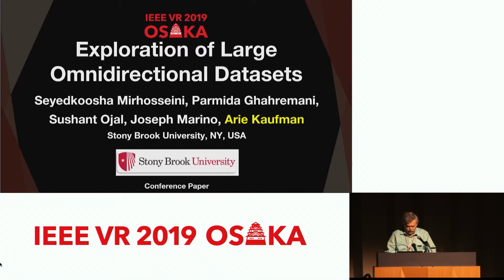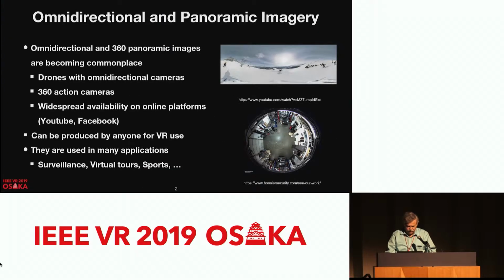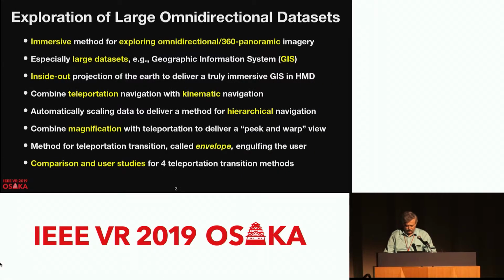I'm going to talk about the exploration of large omnidirectional datasets. Omnidirectional and 360 panoramic images are really commonplace now. I don't have to preach to this session, and they can be used by anyone, but these are typically on the order of 25 megapixels or things like that. We are looking at a data set that is an order of magnitude larger than that.